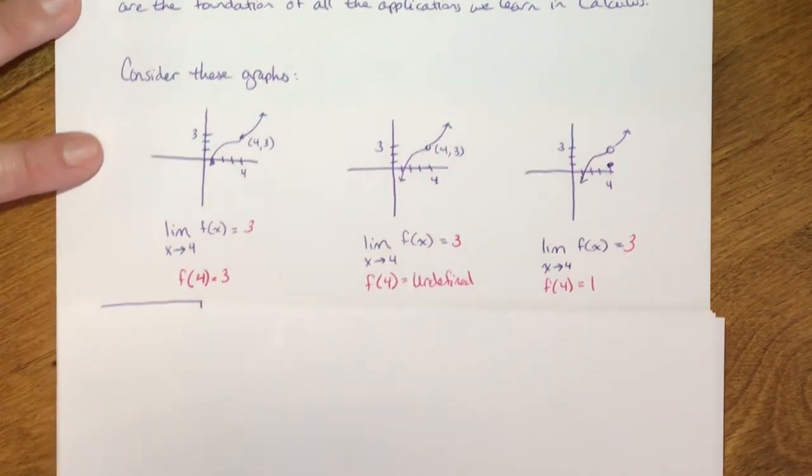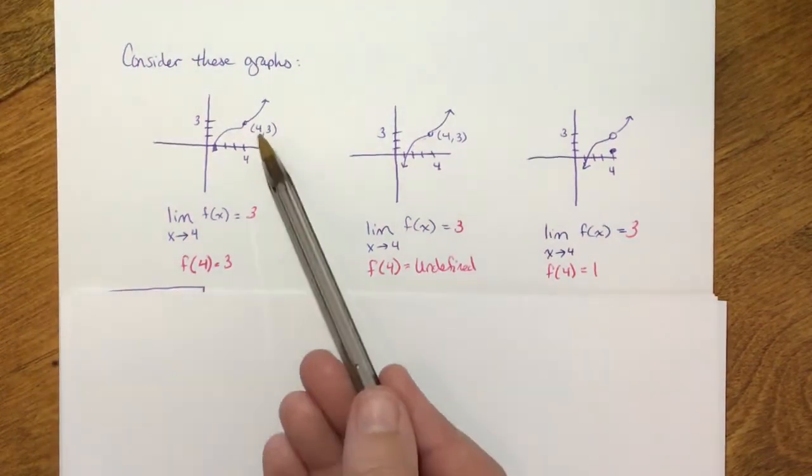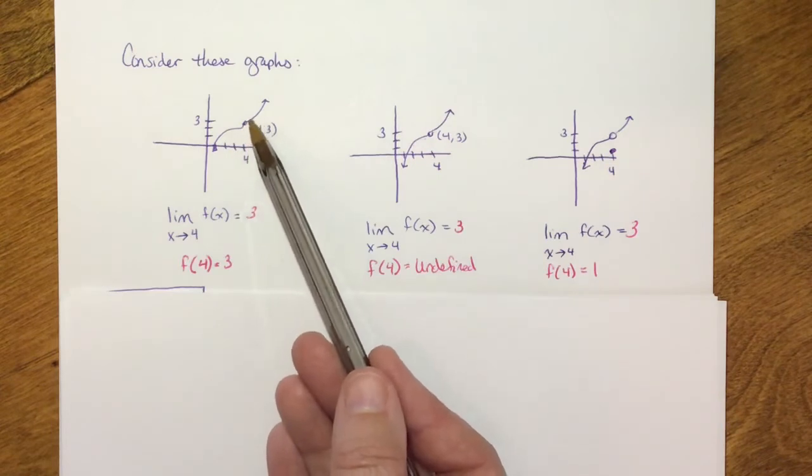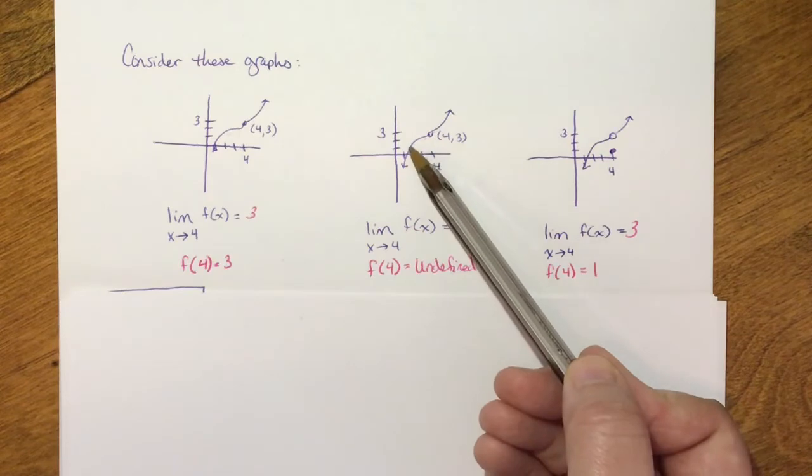The idea is if a graph is continuous at a particular point, I can draw all the way through it without picking up my pencil. And I can here, this graph is continuous. This graph is not continuous.